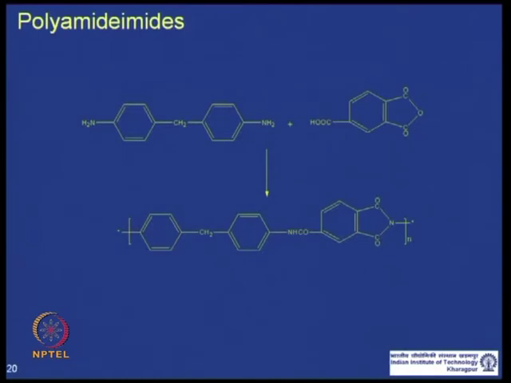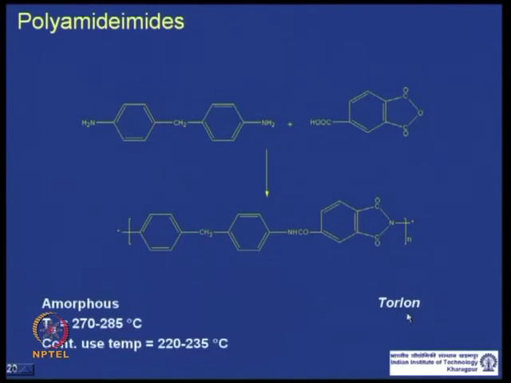This is another set of polymers, polyamideimides. You take these aromatic diamines with one side polyanhydride and another carboxylic acids to form these polyamideimides, and this is sold under the trade name Torlon. This is also a very high heat polymer. This is also amorphous, Tg is 270 to 285 and the constant use temperature is 220 to 235.